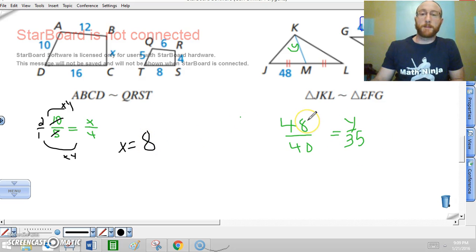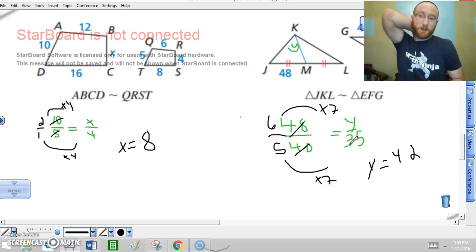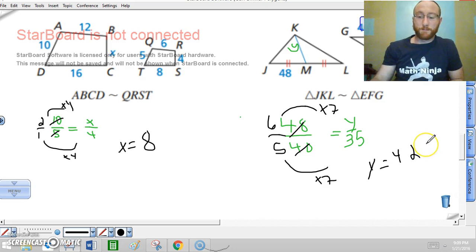Let's try this one. Alright. So 48 and 40 I can divide by 8. So I get 6/5. And then 5 to 35 is times 7. So I'll do 6 times 7, and I'll get y equals 42. We could have done 5y equals 6 times 35 and worked it out. This way is a lot faster and more elegant.